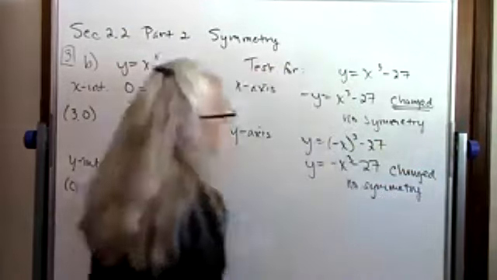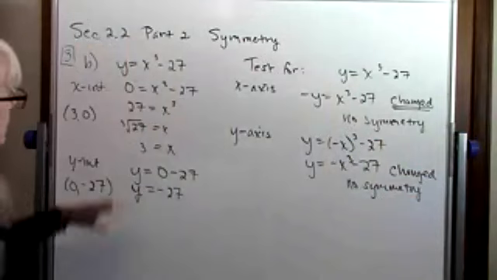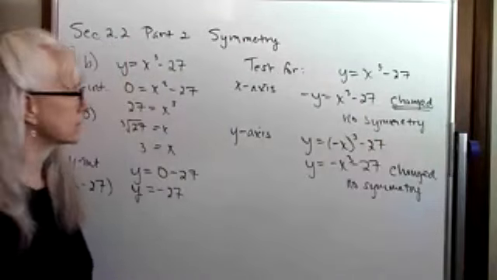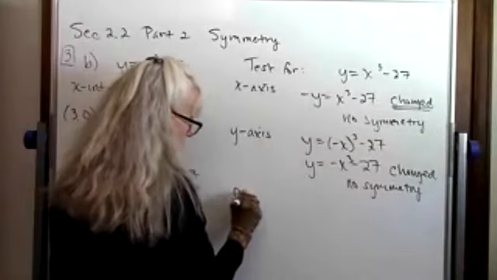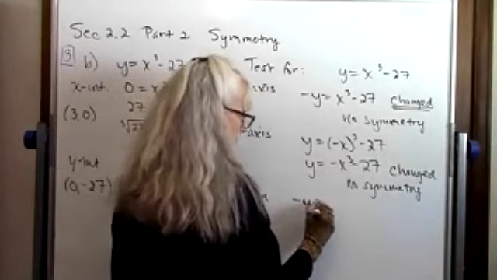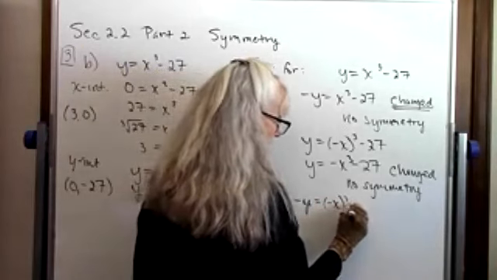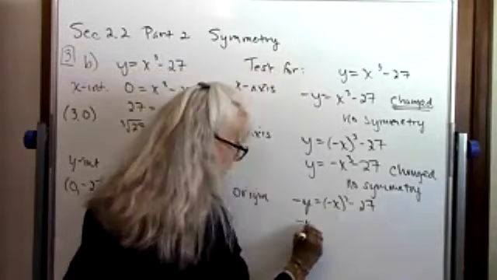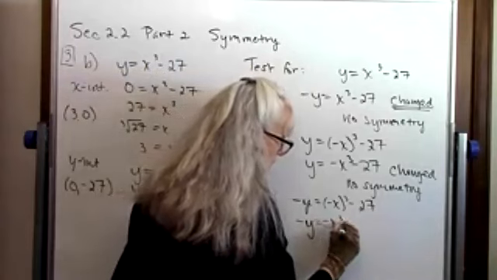So we do not have symmetry to the y-axis either, which backs up the intercepts we already discovered. Okay, what about the origin? The origin can be kind of sneaky. So we're going to replace the y with a negative y, and the x with a negative x. So I have negative y equals negative x cubed minus 27.